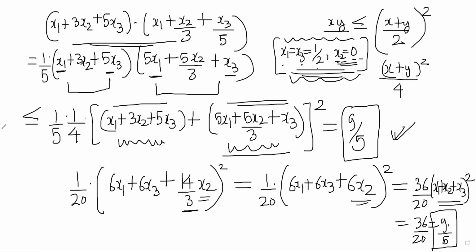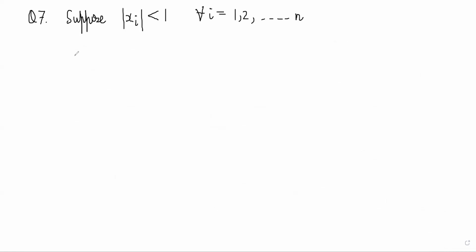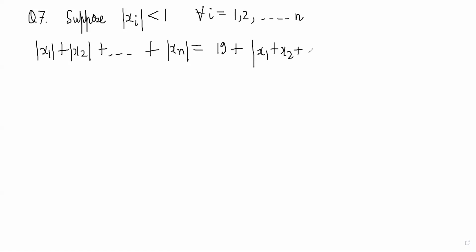Okay, let's look at the next problem. This will be the last question for this section. Question number 7. We are given, suppose |xi| is less than 1 for all i going from 1 to n. And we are also given the condition |x1| + |x2| and so on till |xn| is equal to 19 + |x1 + x2 + ... + xn|. We have to find the minimum value of n.